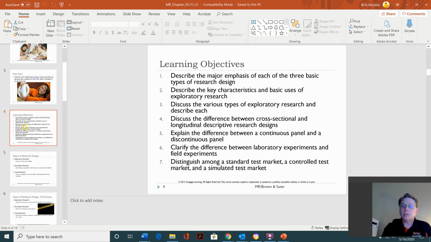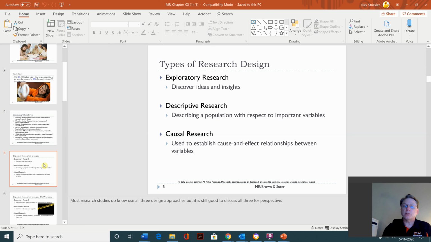And distinguish among a standard test market, a controlled test market, and a simulated test market. Okay. So, types of research design. Exploratory discovers ideas and insights. Descriptive, describing a population with respect to important variables. And casual, used to establish cause and effect relationships between variables.